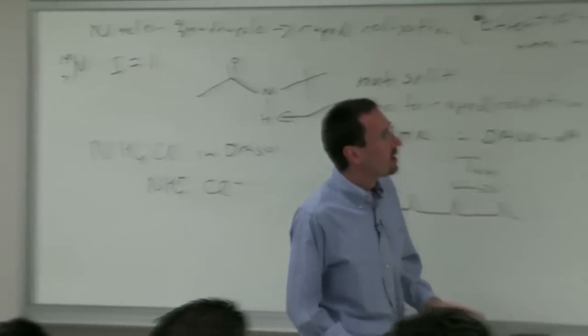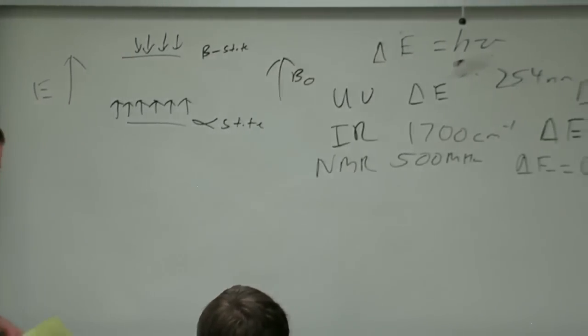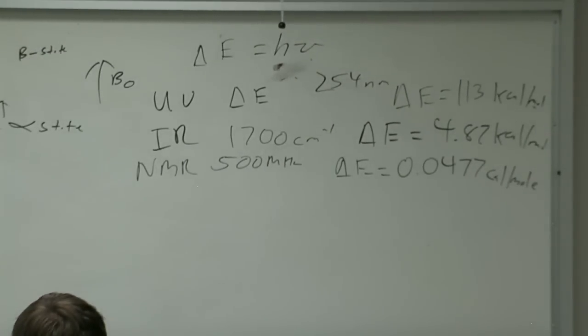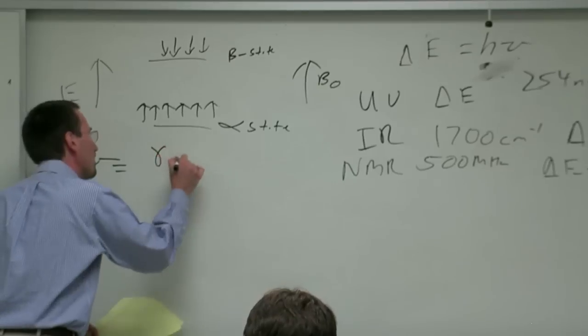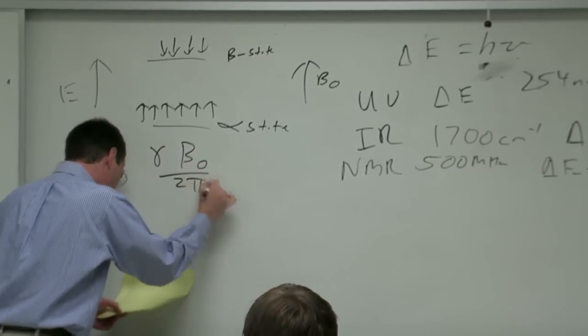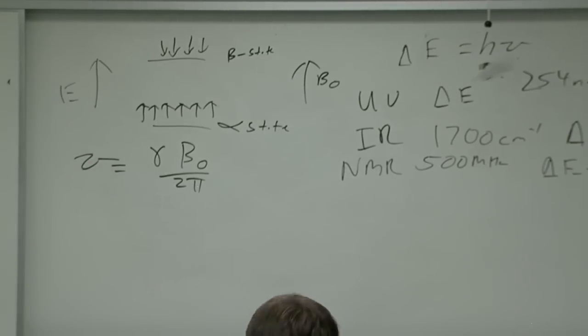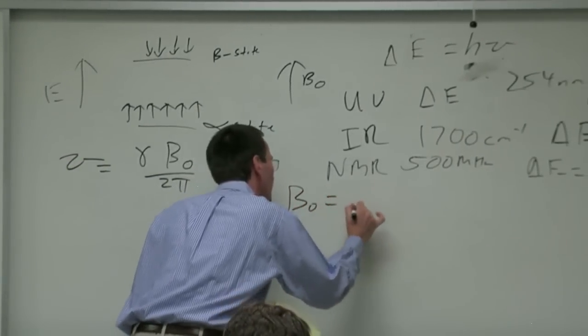All right. So we talked about delta E equals h nu. What's new for a nucleus? Nu is dictated by gamma B naught over 2 pi. Okay, well, so far so good. I said B naught is the applied magnetic field.